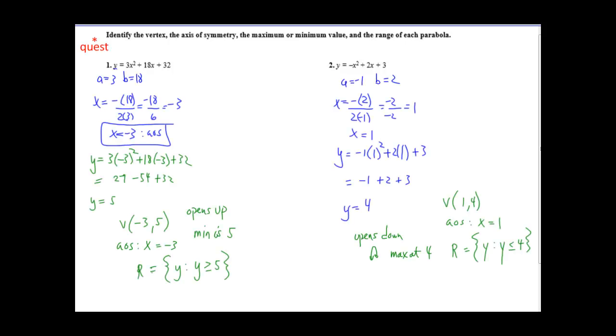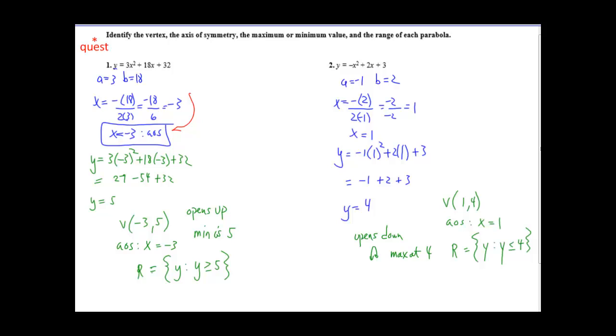Hey, welcome back. Remember, we need a and b, so we need a equals 3 and b equals 18. If we plug into the shortcut, negative b over 2a, you should get negative 3. So x equals negative 3. Hey, there's your equation for your axis of symmetry.